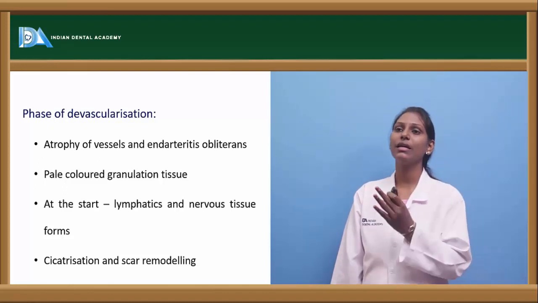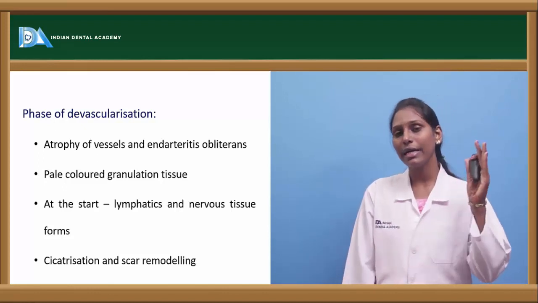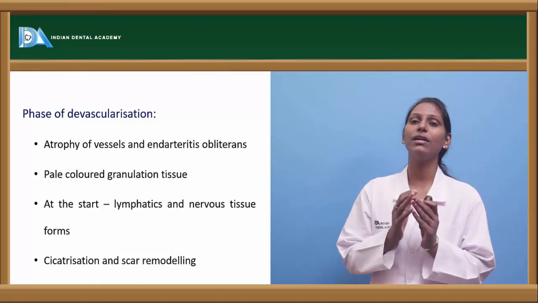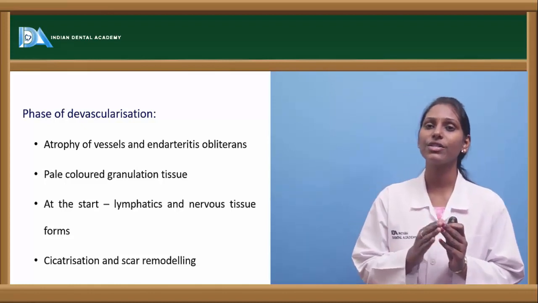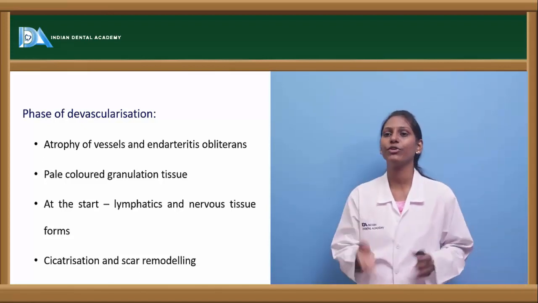Atrophy of vessels with endarteritis obliterans. There will be pale colored granulation tissue. Remember, in the phase of vascularization, the granulation tissue is nice pink and red in color, whereas in case of devascularization, the granulation tissue is completely pale in color.